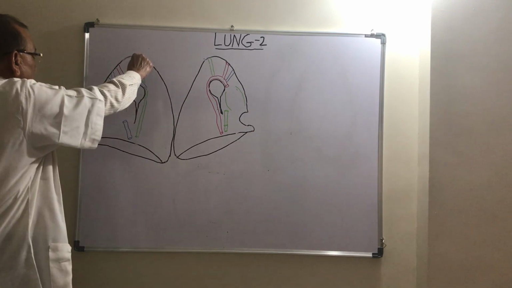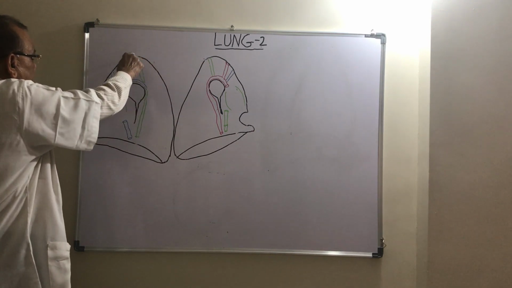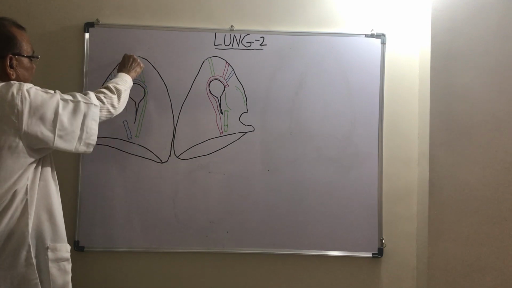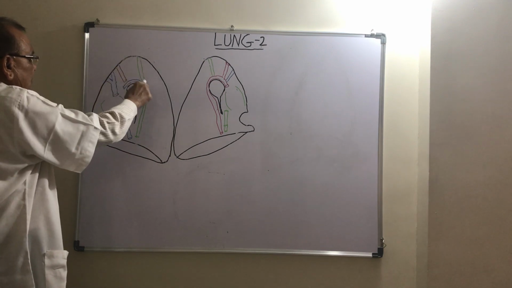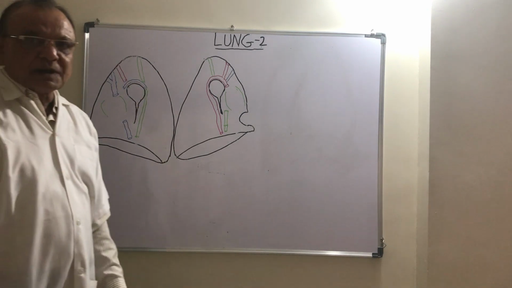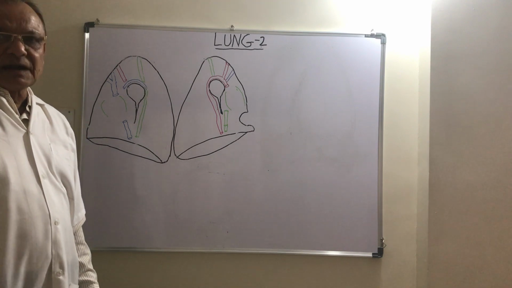Now in front of the apex and above the arch groove, there is a vertical groove, and this vertical groove is produced by the right subclavian artery.